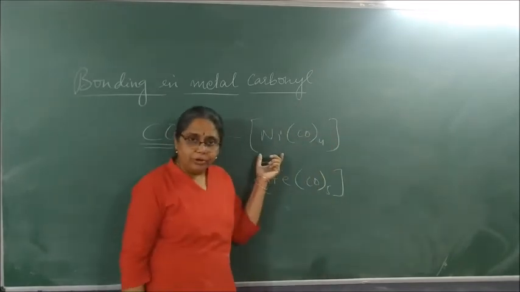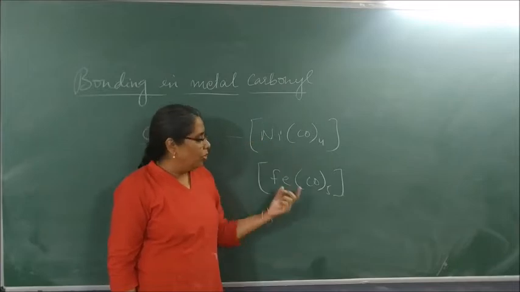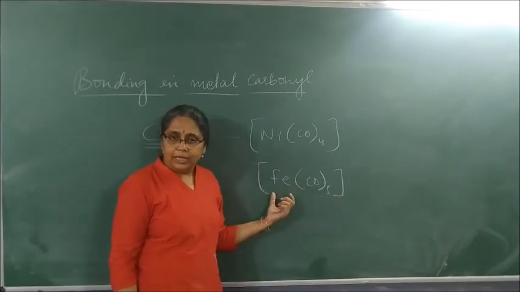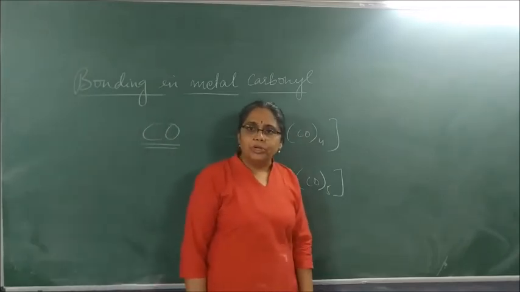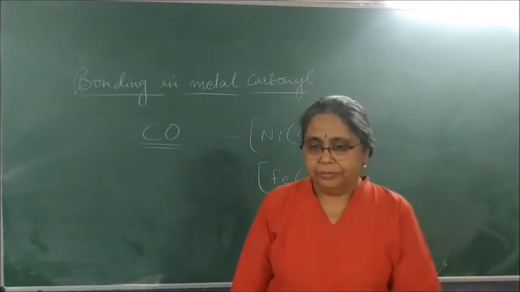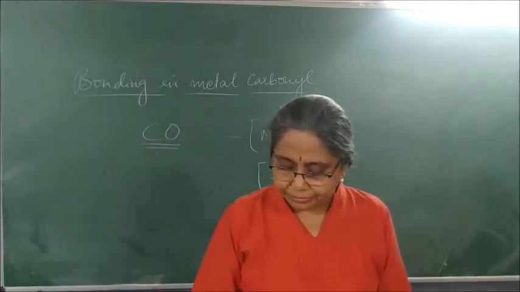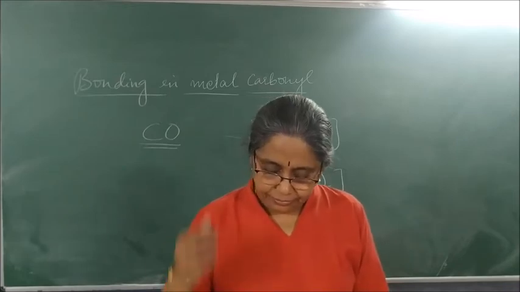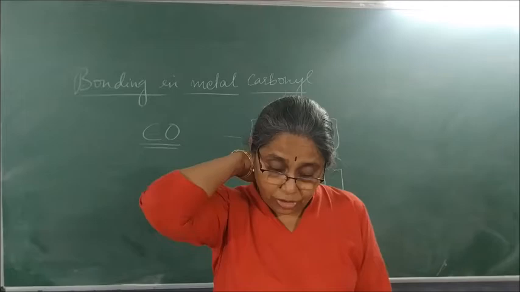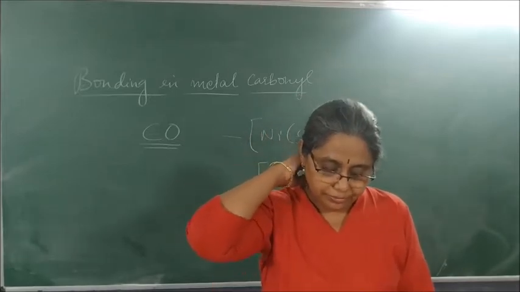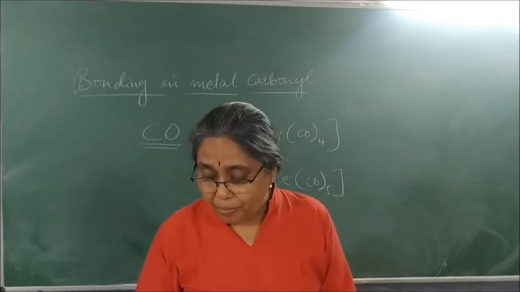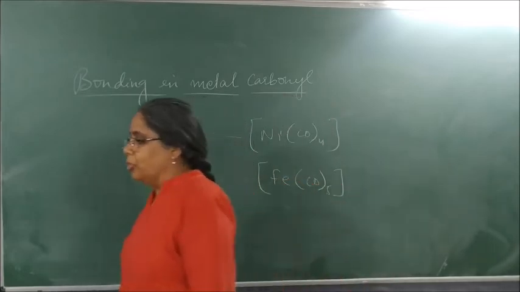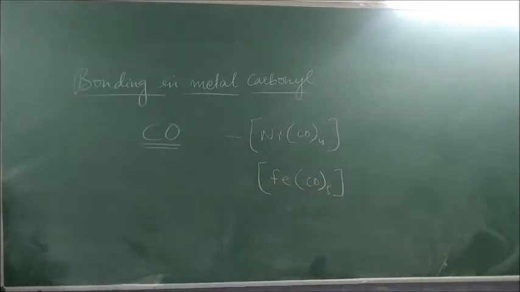What is the name of this compound? Tetracarbonyl nickel 0. What is this? Pentacarbonyl iron 0. So when carbonyl or carbon monoxide is used as a ligand, the compounds are known as metal carbonyls.